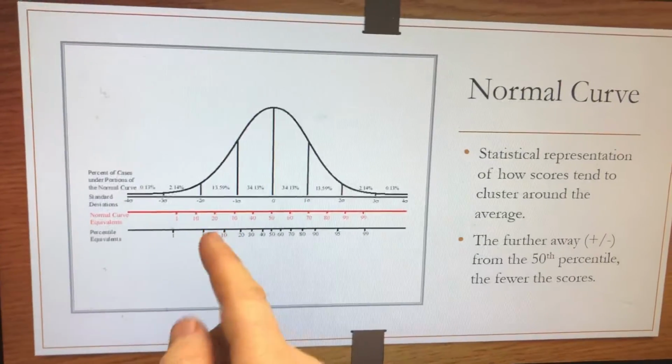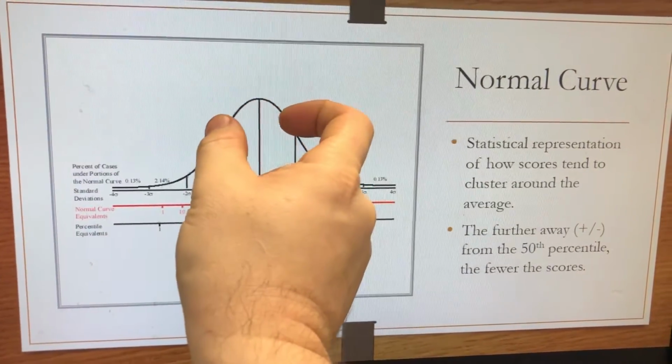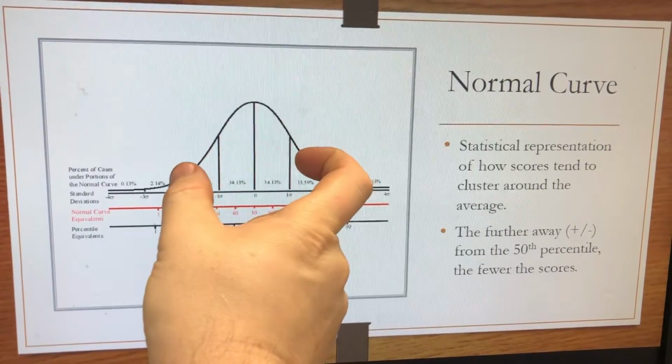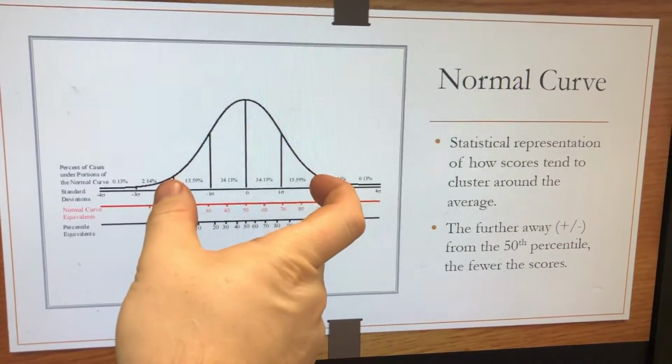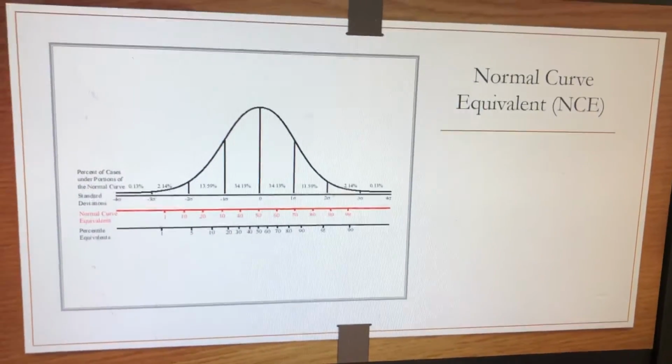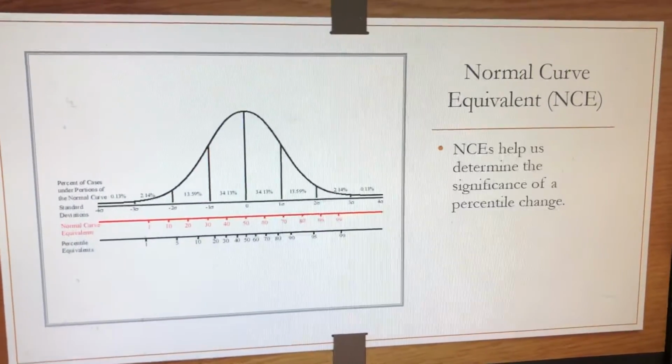Same thing on the negative side. The further you get away, the scores become less frequent, the number of people getting those scores going down. Think about a rubber band. So normal curve equivalent, what is that talking about?